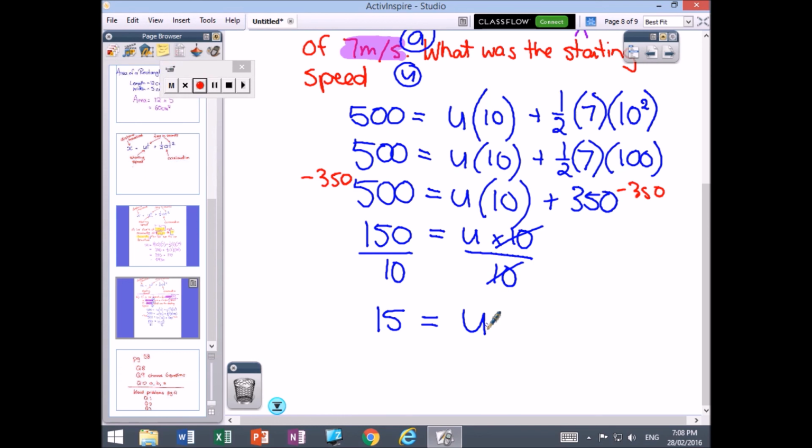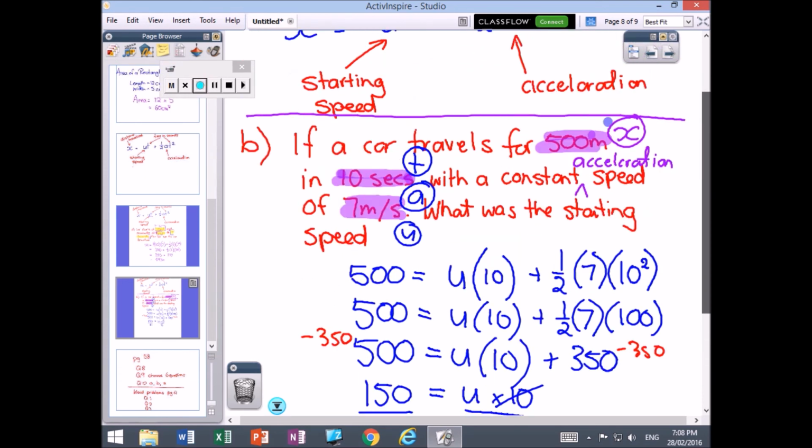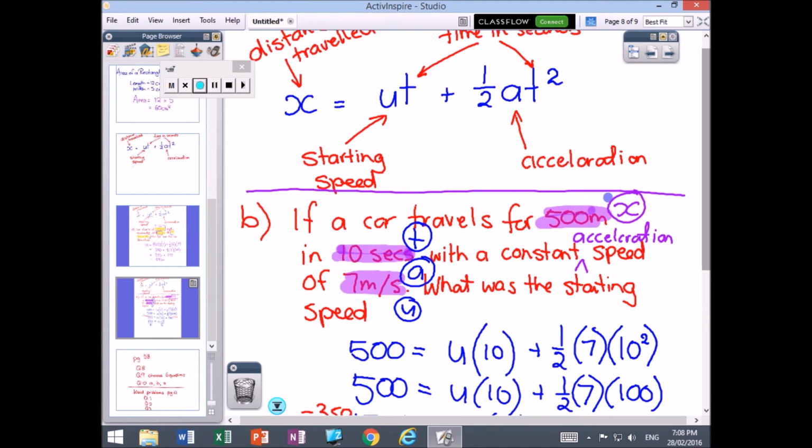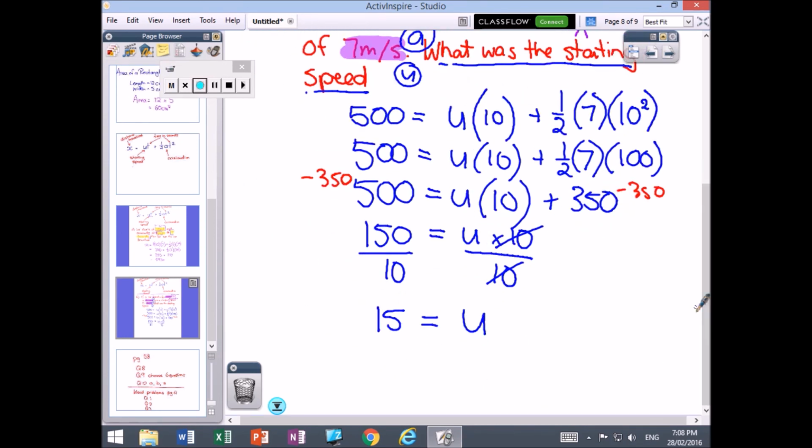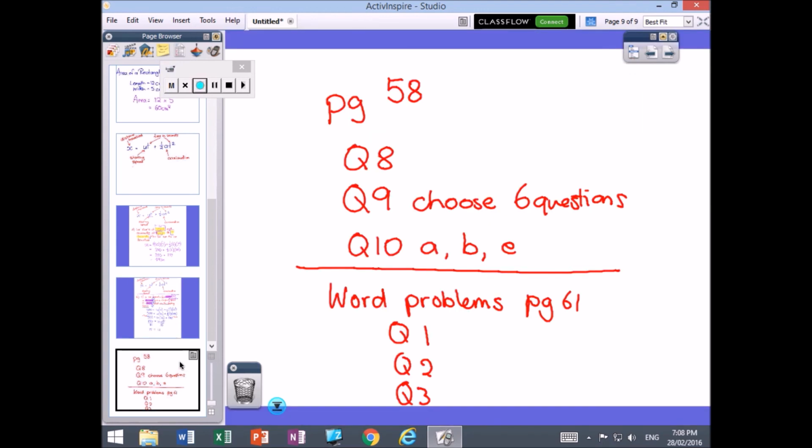Now, if I switch back to the question, what was the starting speed? This car was traveling at 15 meters a second. Okay, so that's sort of how we're reading these answers. That's quite a tricky one. So you need a little bit of practice.